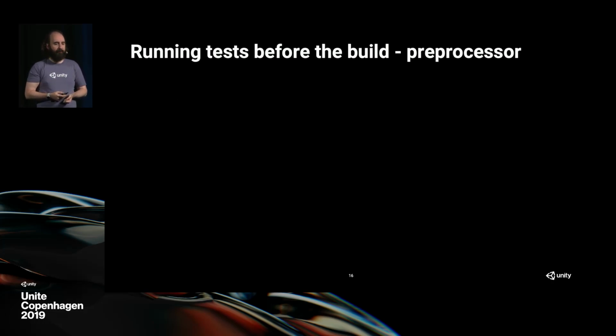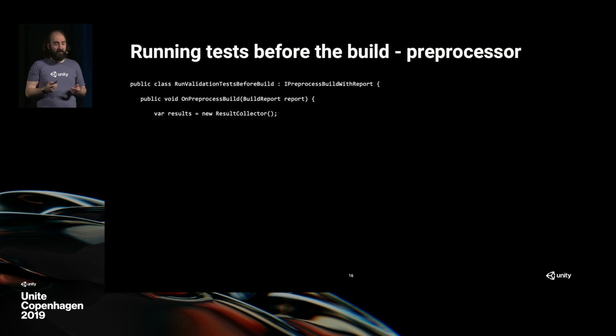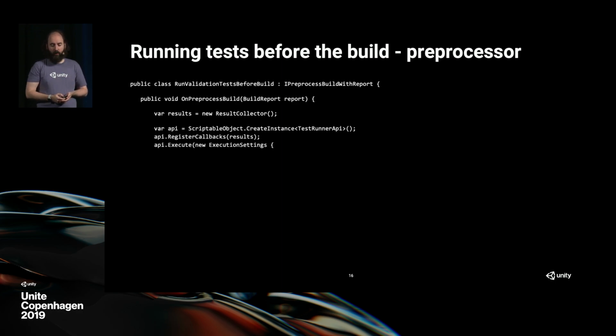So what does the post-processor look like, or the preprocessor even? So we have run validation tests before build. It's an IPreprocessBuildWithReport. And in the OnPreprocessBuild callback, we're going to make a result collector. We're going to create the TestRunner API and register the result collector to receive the callbacks. And then we're going to start executing. And this time, we're going to say run synchronously true. Setting run synchronously to true means that by the time execute returns, we're guaranteed that all the tests have completed running and all the callbacks have been fired.